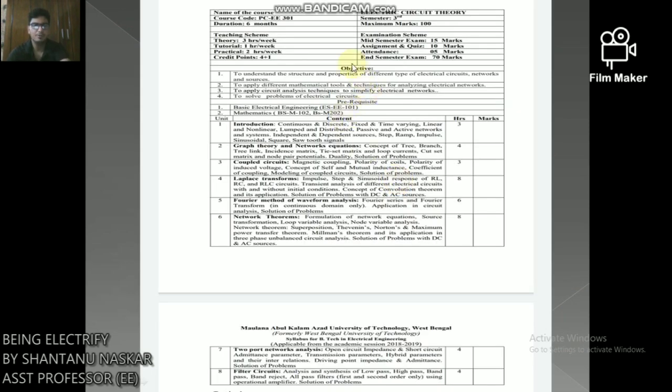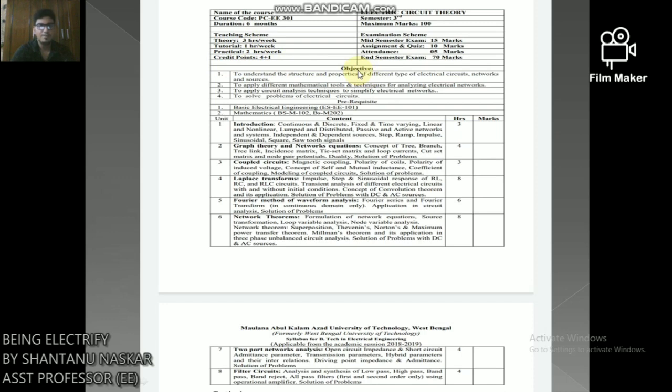First of all, you have to go through your course. This is the name of the course, Electric Circuit Theory, course code PCEE301, semester 3rd, duration 6 months, maximum marks of exam 100 marks. Examination scheme: mid-semester exam 15 marks, assignment and quiz 10 marks, attendance 5 marks, end semester exam 70 marks. Teaching scheme is theory, 3 hours lecture per week and 1 hour tutorial per week, and practical 2 hours per week. Your credit point is 4+1.